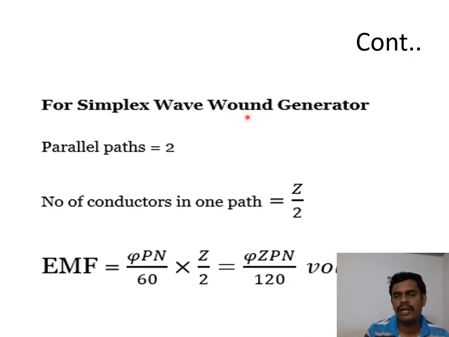Whereas in case of wave winding, as we know, the number of parallel paths A is equal to 2. Therefore, the EMF equation is phi Zn by 60 into P by A, where A is equal to 2 here. If you calculate this, phi Zn by 60 into P by 2, that is equal to phi ZnP by 120 volts.